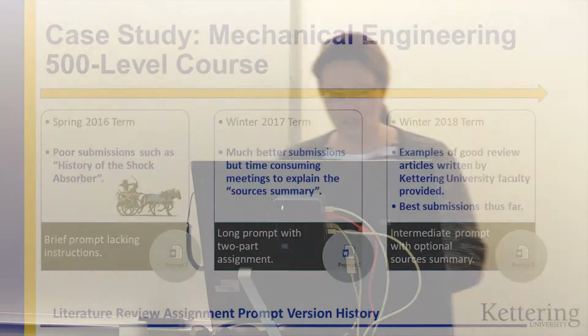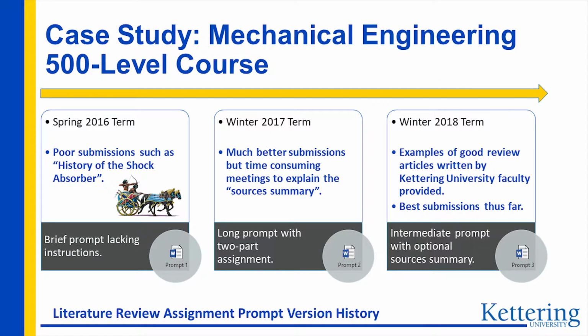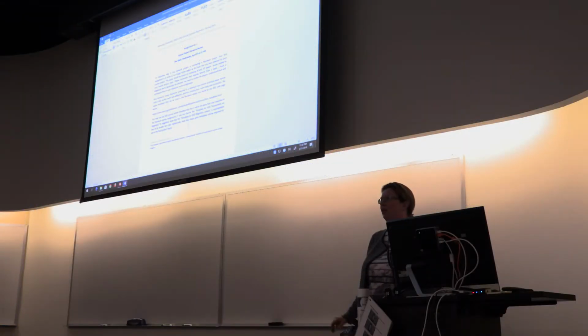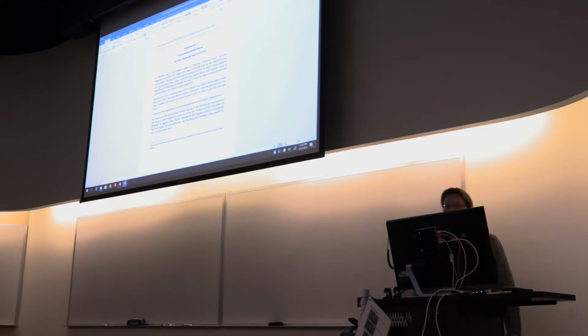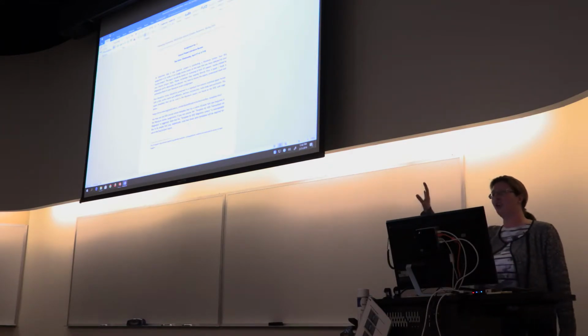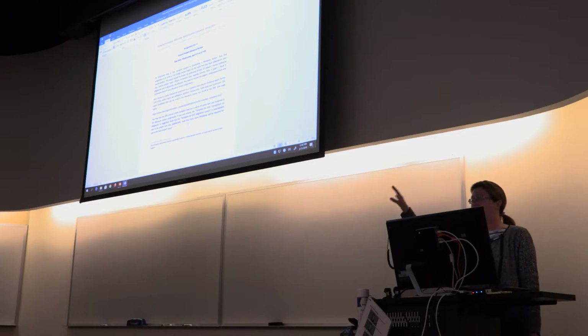So I want to talk a little bit about the version history of the assignment prompt. The first time I did this course, I had a briefed prompt that's lacking instructions. We're just going to look at it really quick here. We're not going to read this, but I'm going to summarize it for you. You can kind of get the feeling. It's not very long. It's maybe half a page long. And I'll tell you what it says.